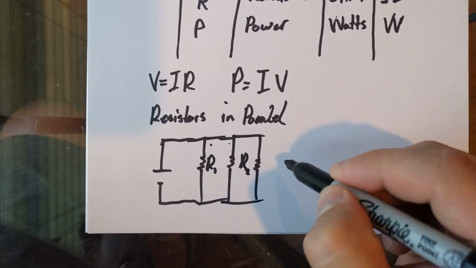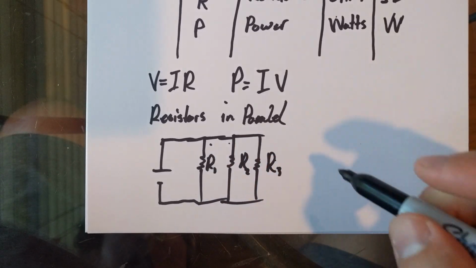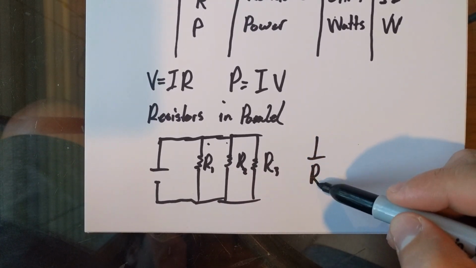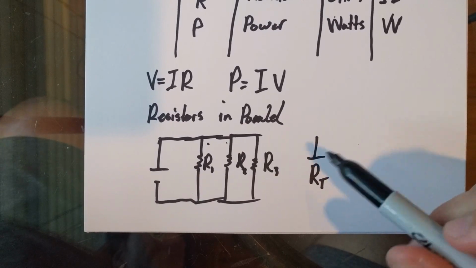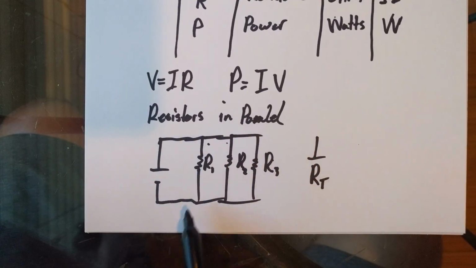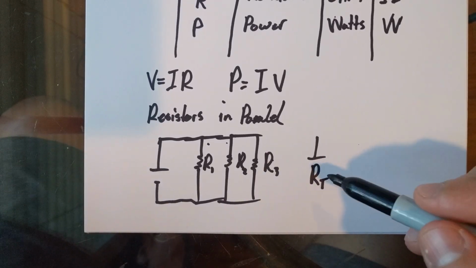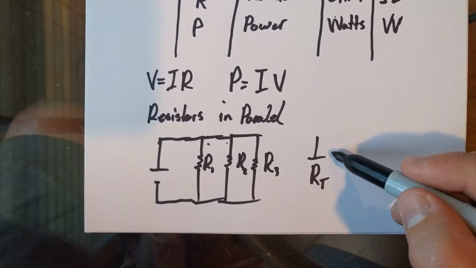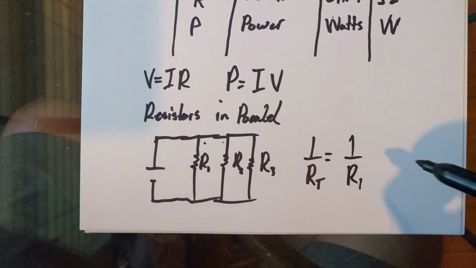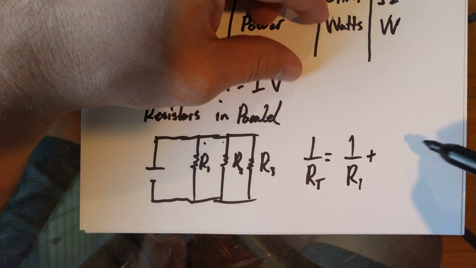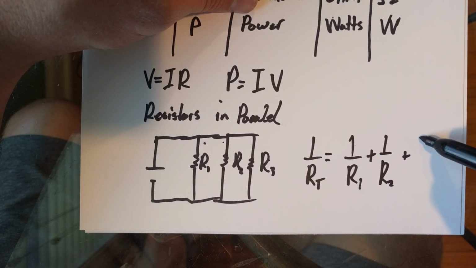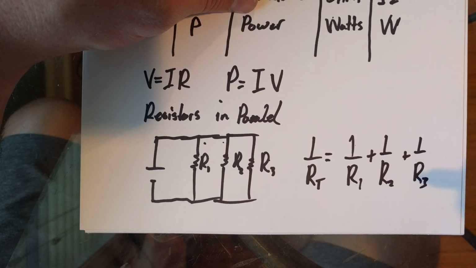R1, R2, R3. And the way that you sum those up is 1 over R total, the total resistance of that circuit. So once you've found this out, you can replace this with a simpler circuit that just has R total in it, and it's the only resistor. 1 over R1 plus 1 over R2 plus 1 over R3.